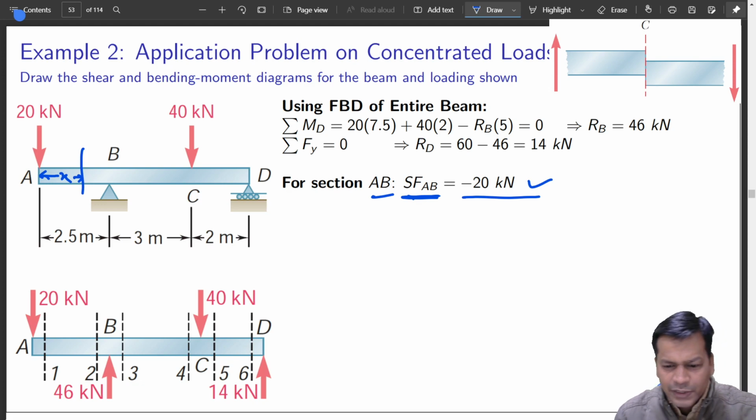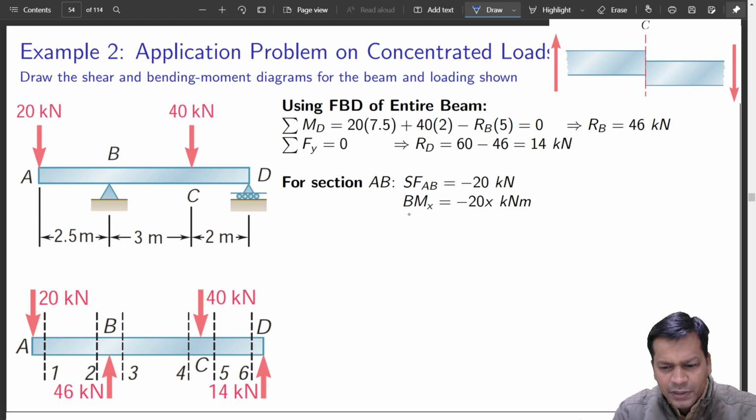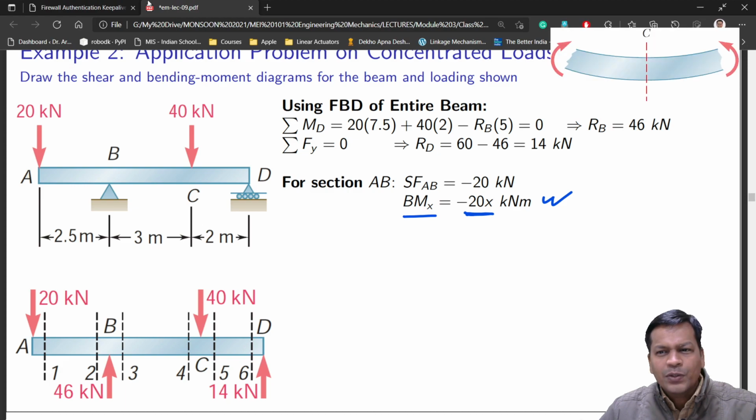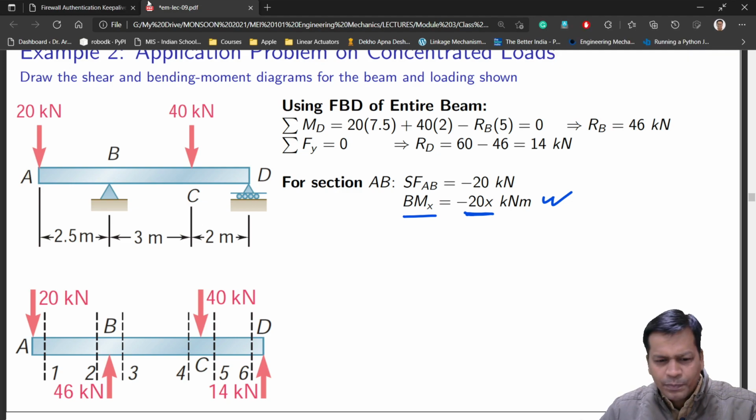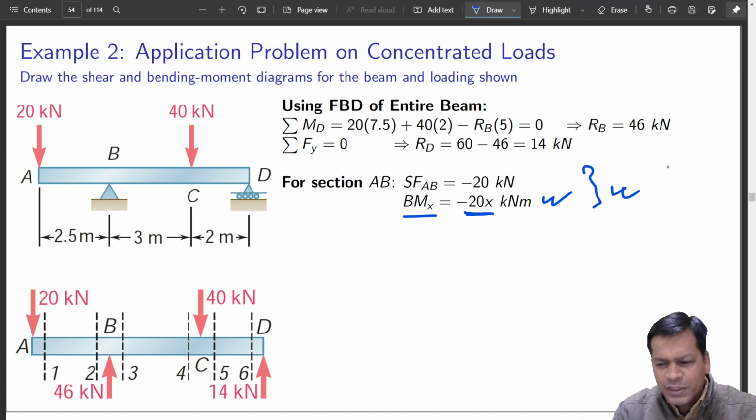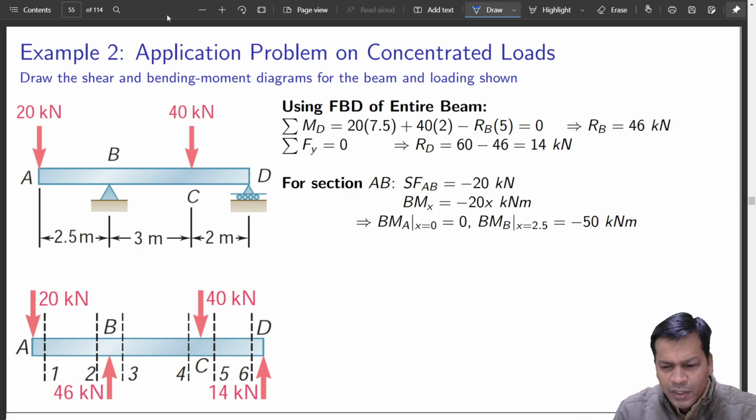Now I'll talk about a section which is beyond that. Bending moment will be equal to 20 times x. You agree with this also? So again I'll show you a small thing. Yes, this is how it was, that is why it is negative. I will stop showing all these details now. You should be comfortable with sign conventions at least. Okay, so these are the two. Section AB is clear now. We'll move ahead to bending moment at extremes.